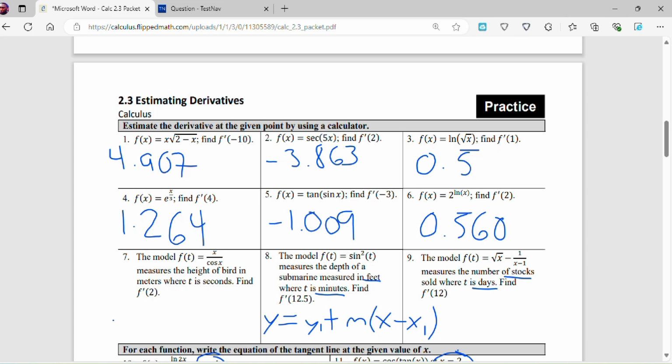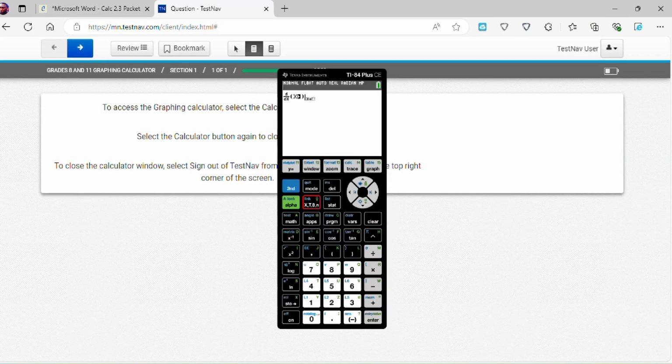So, okay, let's take question 1. f of x equals x times the square root of 2 minus x. Find f prime of negative 10. So our function is x times square root of 2 minus x, and then x is negative 10. And then, boom, we plug it in.